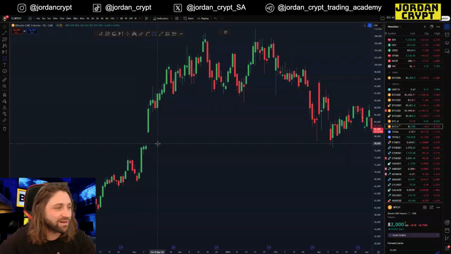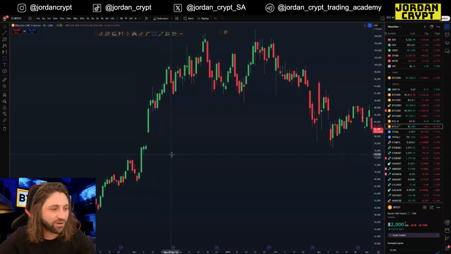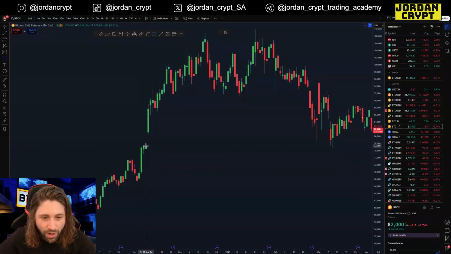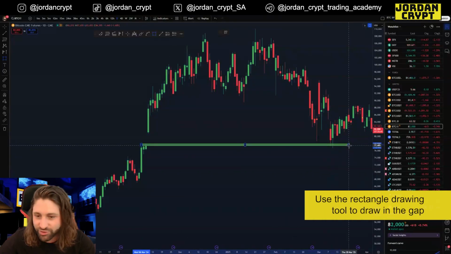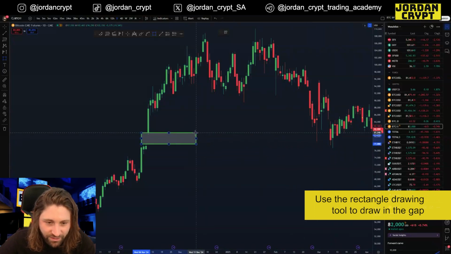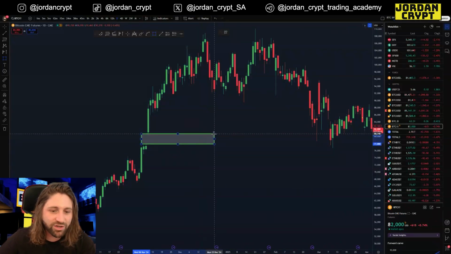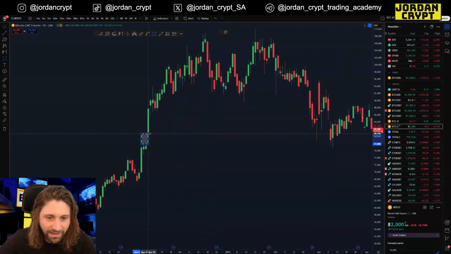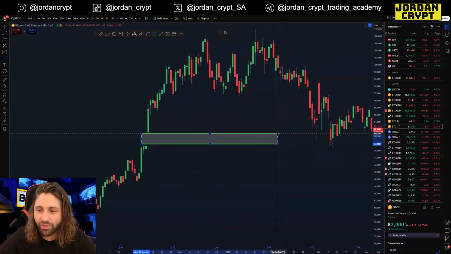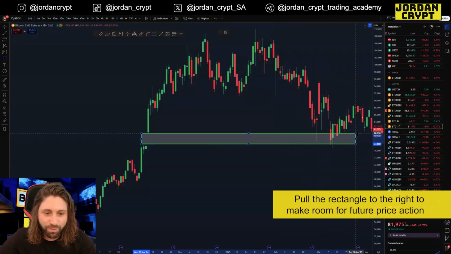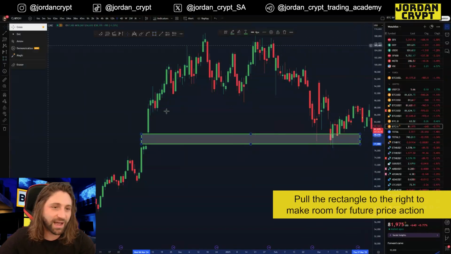The best way, in my opinion, to actually follow these is to draw a rectangle from exactly where that chart closed on the daily time frame. Draw it from the wick and bring that rectangle up to where the chart then opened on the Monday morning. And here we can see it was a beautiful gap all the way from 76,000 all the way to 80,000. Then make sure that you pull this rectangle out.